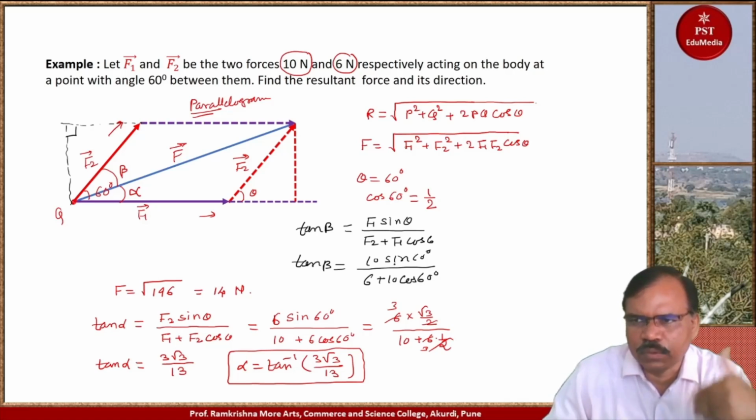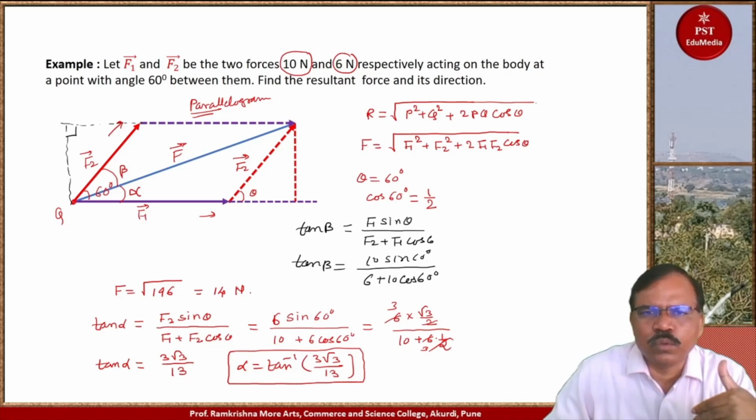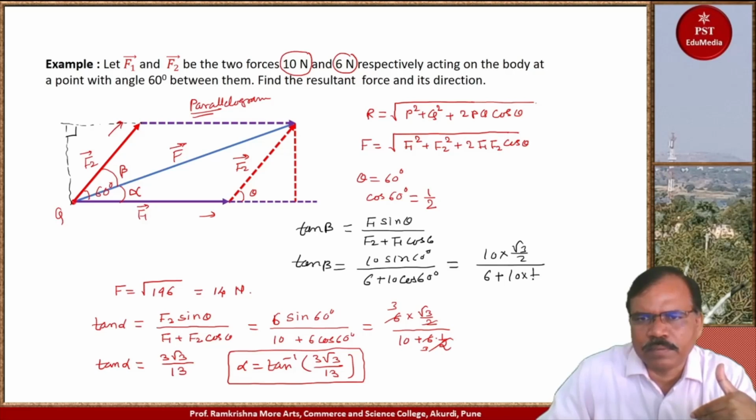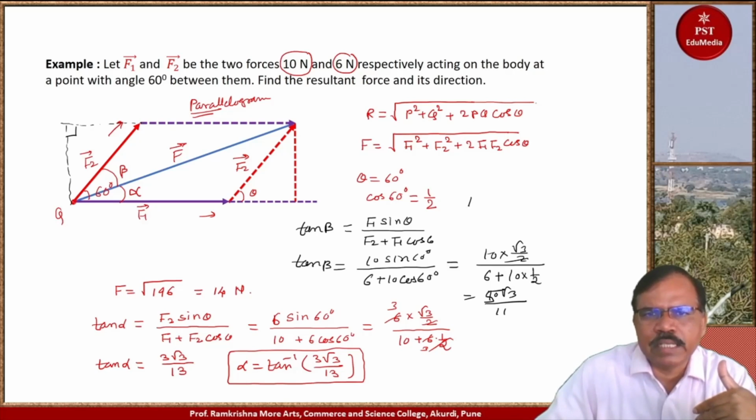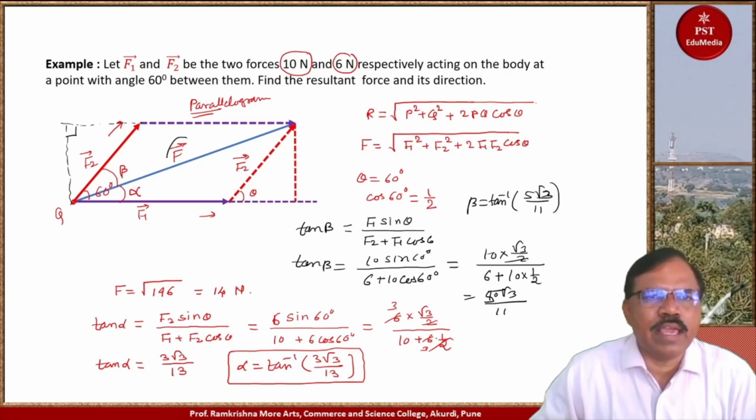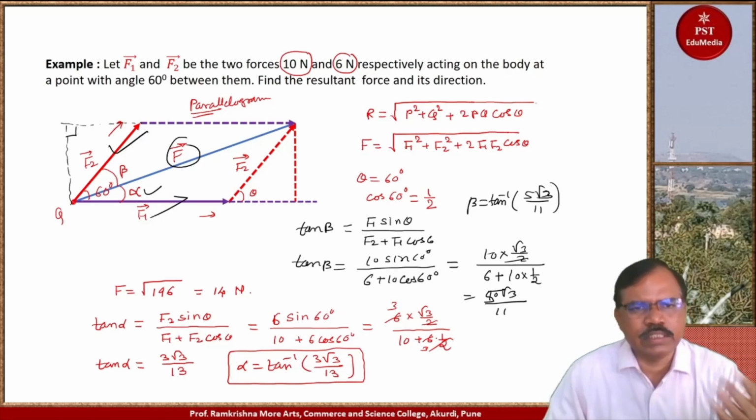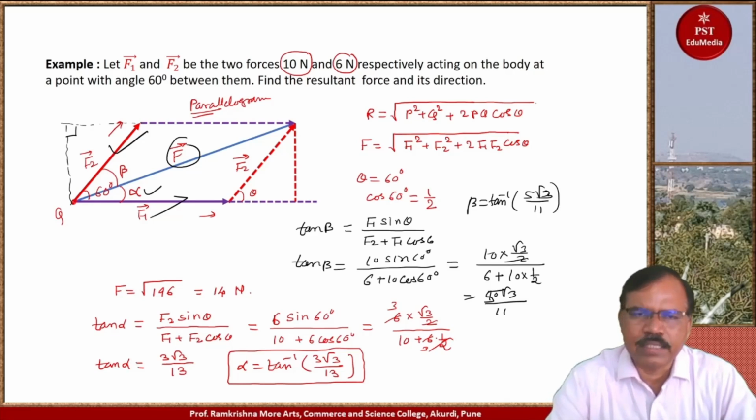Now sin 60 is root 3 by 2. Root 3 by 2 means here the 2 will get cancelled. So we will get 10 into root 3 by 2 upon 6 plus 10 into 1 half. So we will get 10 root 3 upon 6 plus 5, that is 11. And here the 2 will go and 5 will come. Here we will get 5. So beta is equal to tan inverse 5 root 3 by 11. This is the angle made by F with respect to F2, and alpha is the angle made by F with respect to F1. So in this way you can find the direction.